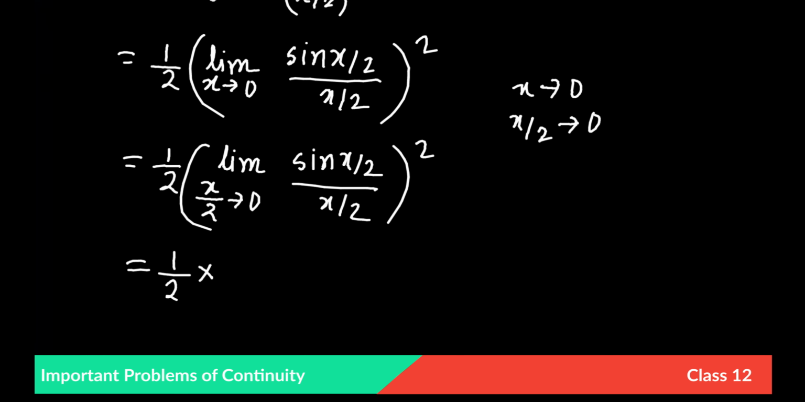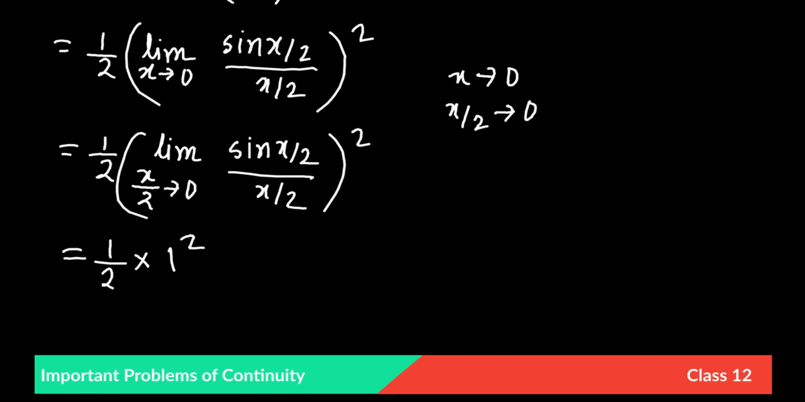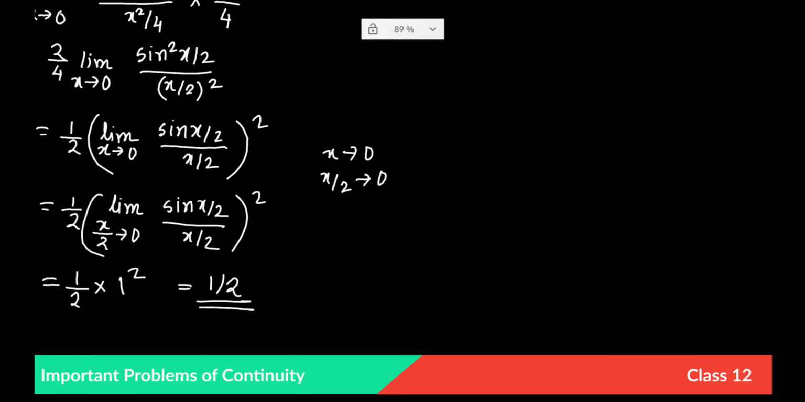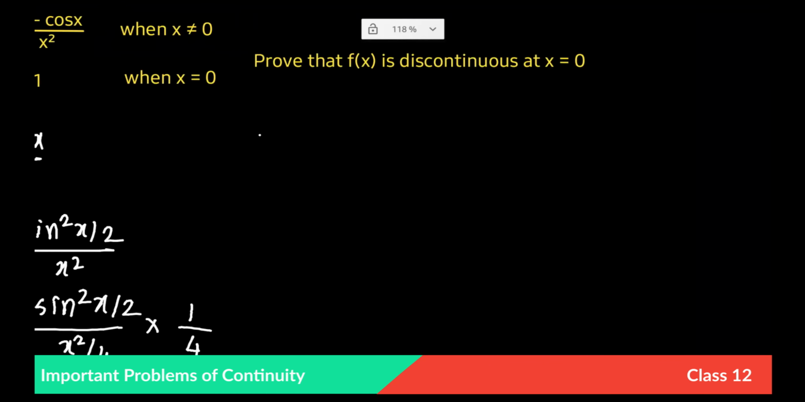This whole thing, that means limit x by 2 tends to 0, sine x by 2 by x by 2, then whole square, that means 1 whole square. So it is actually half. So the limiting value of this function at x equals to 0 is half. And the functional value, here you can write that f of 0 is actually 1, which is finite.